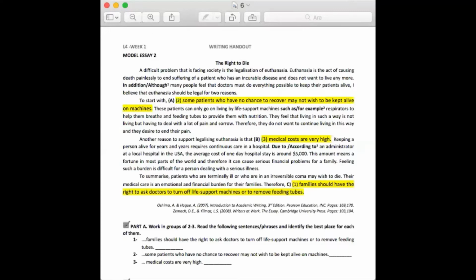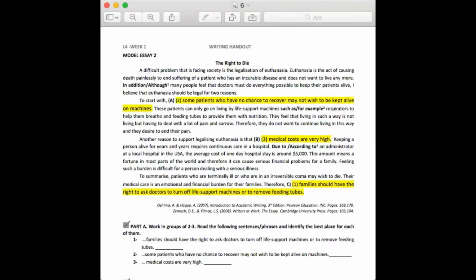A. Here, the gap is in the first body paragraph. Since each body paragraph should express one major supporting idea, the first thing we should do is reading the rest of the paragraph and getting the main idea. So the main idea of this paragraph is people have the right to choose to die because of the difficulty of living on machines. Actually, here we have two similar sentences which have similar ideas.